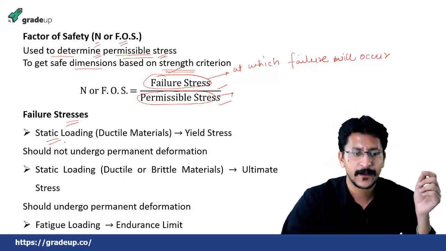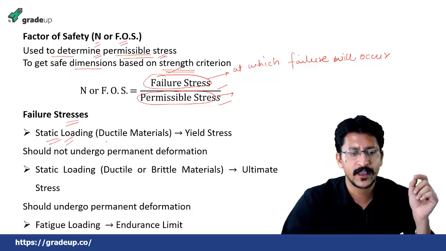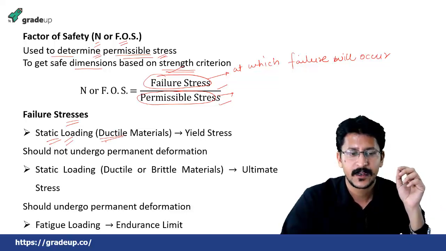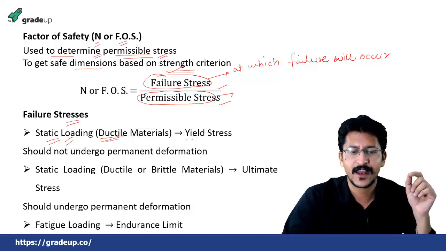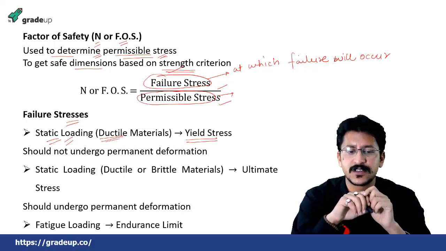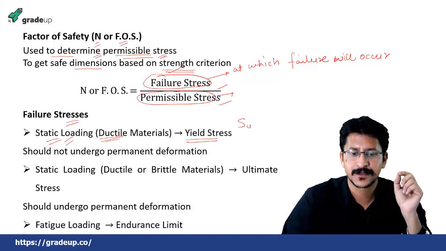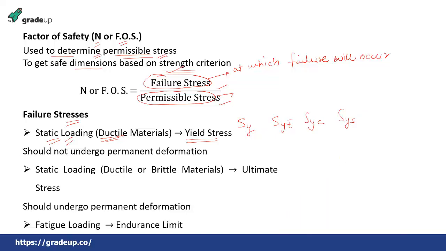If it is a case of static loading undergone by a ductile material, the failure stress is the yield stress, denoted by S subscript Y. It can be SYT, SYC, or SYS, for tension, compression, and shear respectively. These are basically simple notations; we will see what they are when we move ahead with the course.